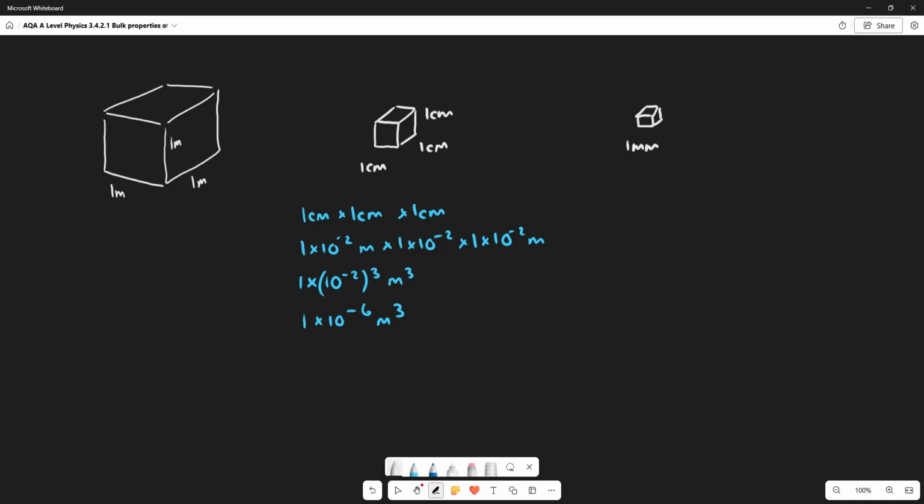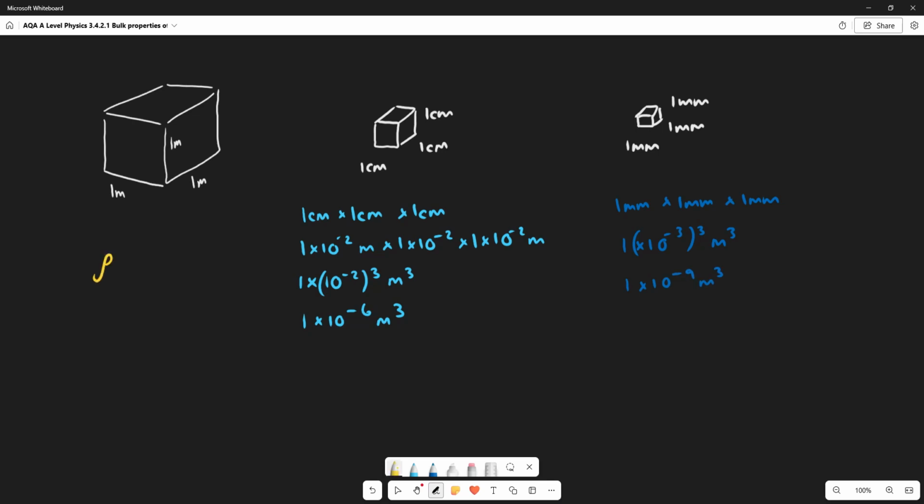Let's now do the same with a 1 millimetre cubed block. And there we have it.